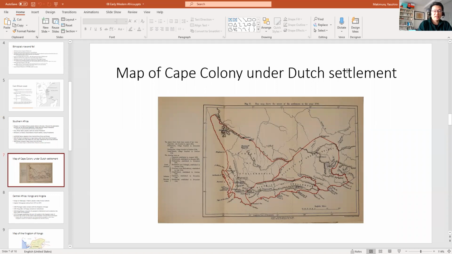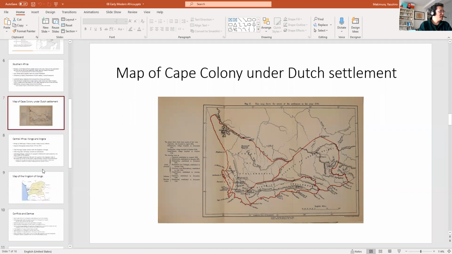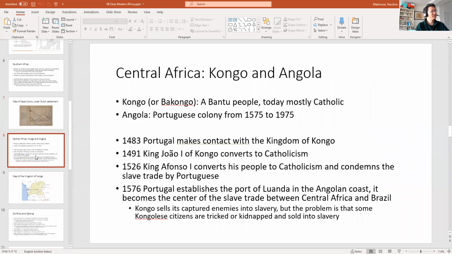The British also fight a series of wars against the Zulu Empire as well, so we can talk about that when we get to that. But for now, that's it with Southern Africa. So let's now move on to Central Africa.